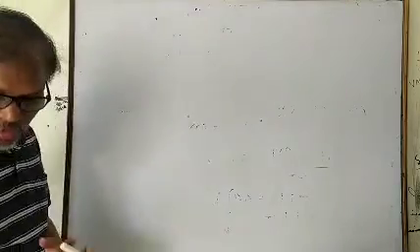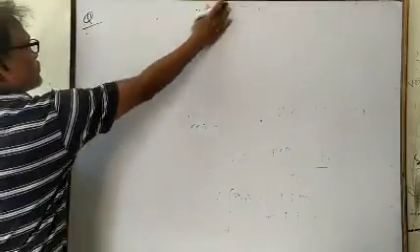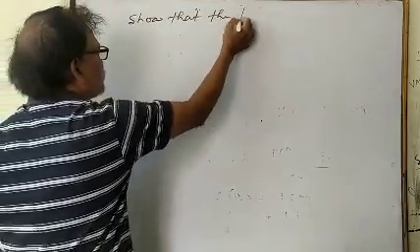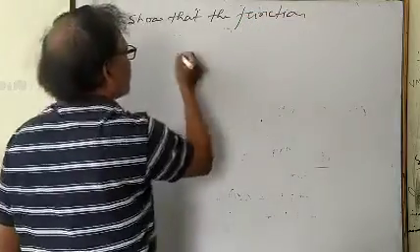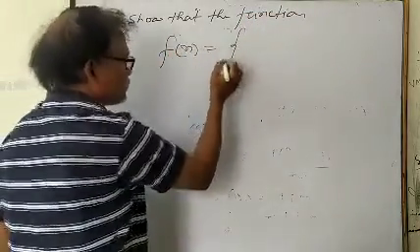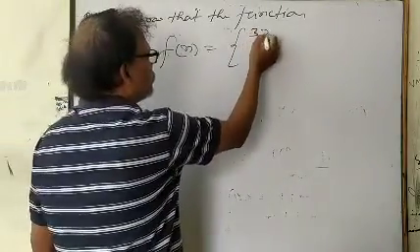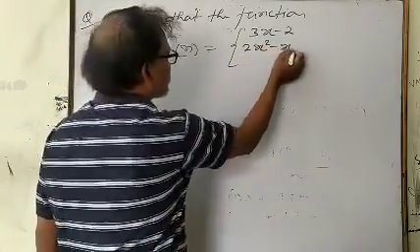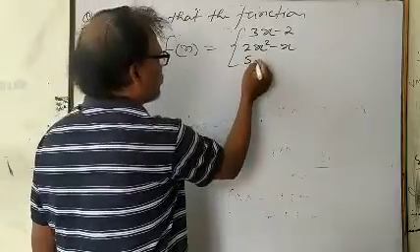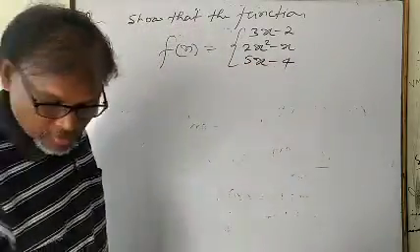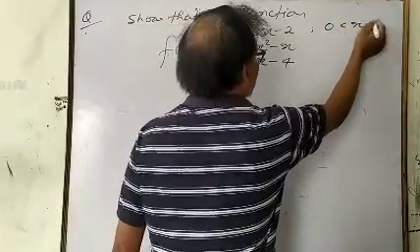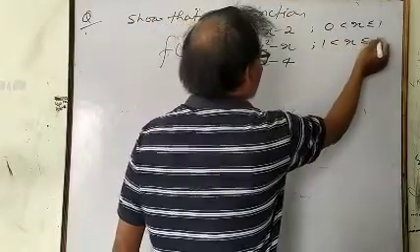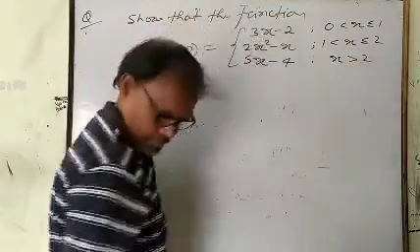This is the example. Show that the function f(x) is equal to 3x minus 2 for 0 less than or equal to x less than or equal to 1, 2x square minus x for 1 less than x less than or equal to 2, and 5x minus 4 for x greater than 2.